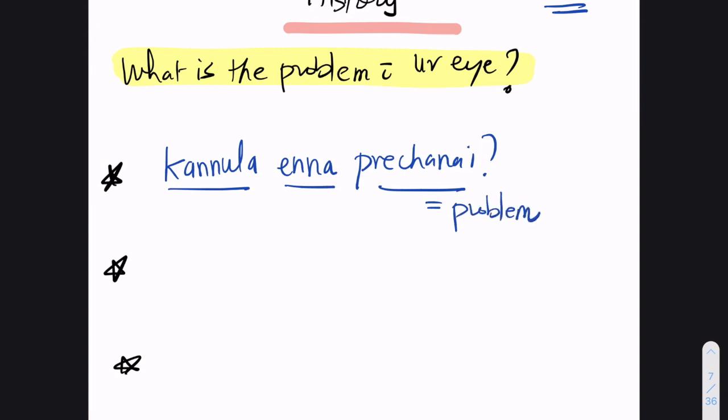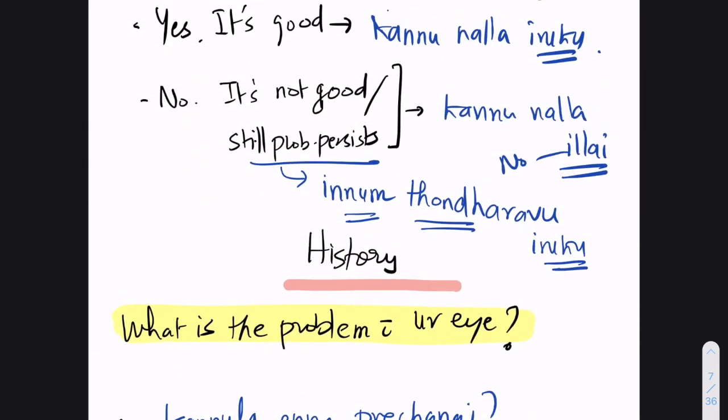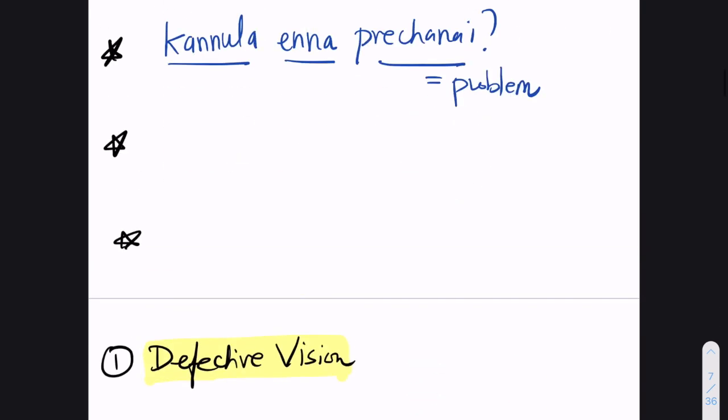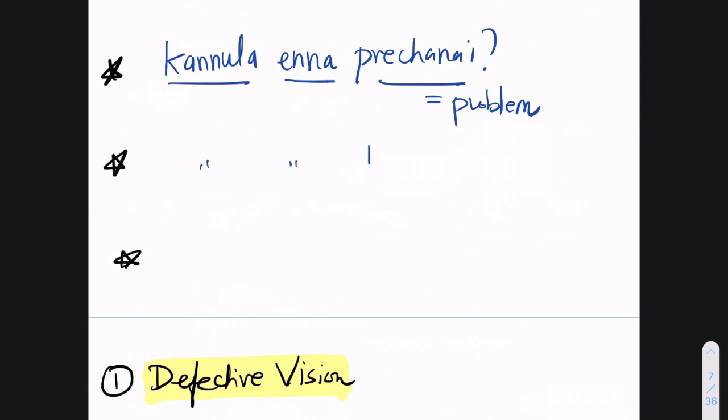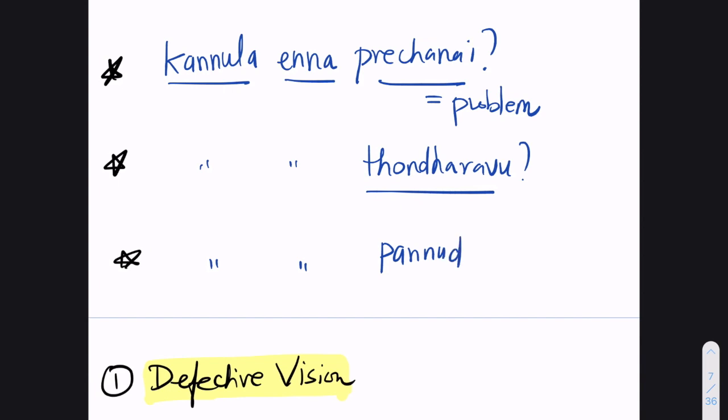Okay. Similarly, instead of prachana, you can use the word what we just saw, that's tondaravu. So you can use kannila enna tondaravu. It's another problem. So, kannila enna prachana or kannila enna tondaravu. If you want to ask something like, it's not a problem, but what's happening with your eyes? What's troubling you? Or what's with your eyes? Kannila enna pannudhu. Pannudhu means what's happening in your eyes.